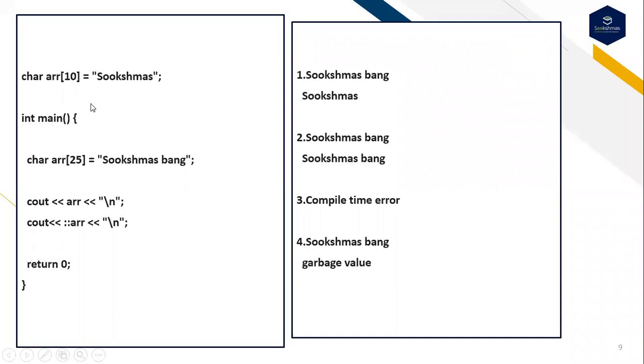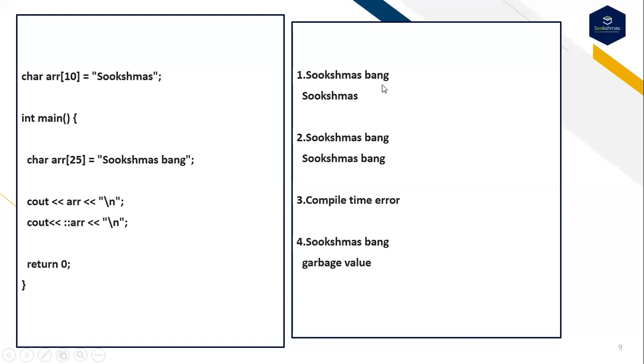This is the next question. This question belongs to C++, and this is the global variable I have assigned with Sookshmas, and execution of the program begins from main, and this is the variable belonging to the function scope. And here I'm trying to access the value, and here also I'm trying to access the value. I'm trying to display the value, and these are some of the options. Here I'm trying to display the value of arr, and here also I have used the scope resolution operator. This :: indicates the scope resolution operator.